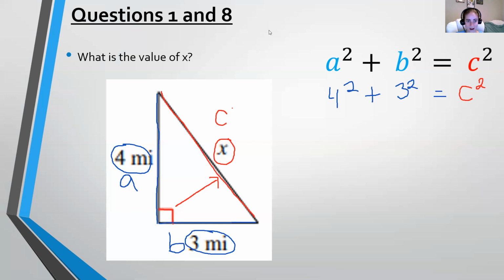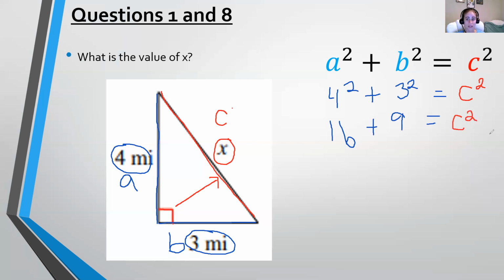Exponents. Alrighty. 4 squared means 4 times itself 2 times. So 4 times 4 is 16. 3 squared means 3 times 3, which is 9. And then C squared, that's a variable. I don't know, so I'm just going to leave it as C squared.